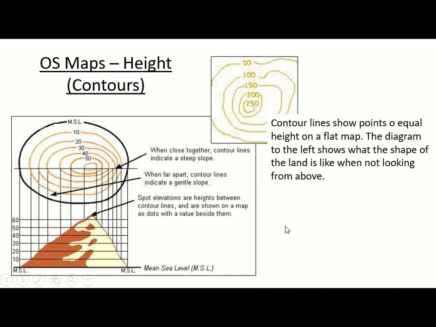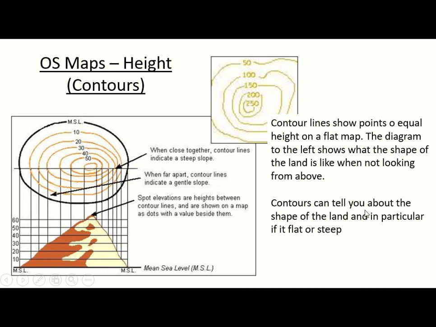Now contours can tell you about the shape of the land, if it's flat or steep, which is useful. And spot heights are shown in those black dots, and the numbers that appear give you an indication as to how high above sea level you might be. But contour lines are something which, for GCSE at least, you probably just need to know: if they're close together, it's steep. If they're far apart, it's gently sloping or flat.